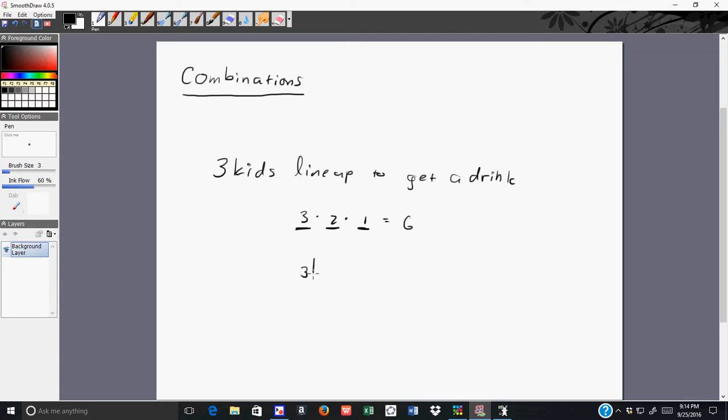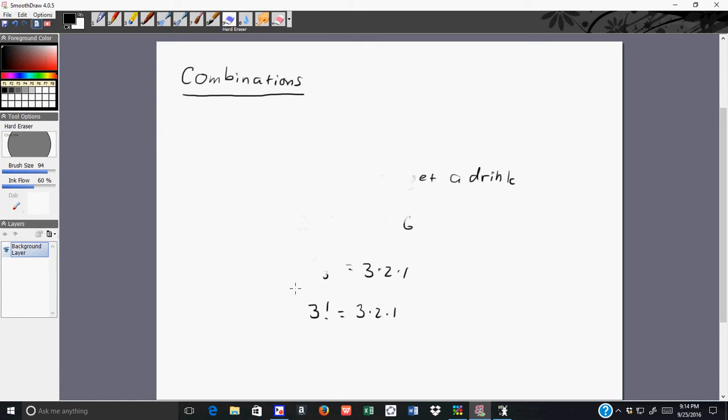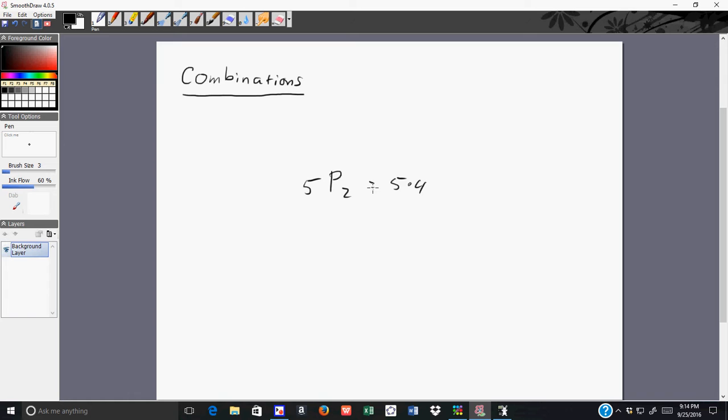And the way we write that is 3 permutation 3, and that means 3 times 2 times 1, which is also the same as 3 factorial. 3 factorial just means 3 times 2 times 1. This is just a quick review and has nothing to do with combinations, well, a little bit. Let's say there are 5 kids, or 5 people, and you're going to get in line, but you only want to send 2 kids out at once.